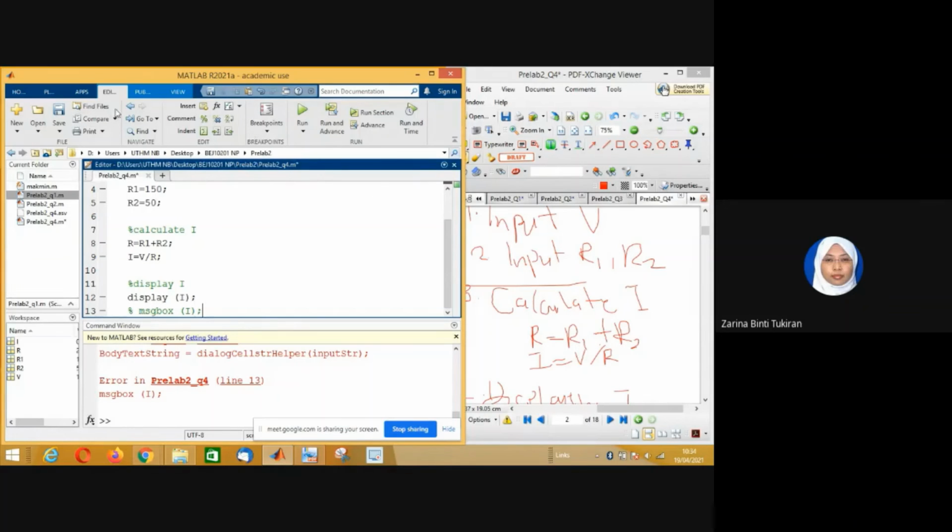Alright. So kalau tak ada soalan untuk yang ni, kita pergi ke question number 6, because question number 5 is similar with the question number 4. Hopefully, by having this demo, you can do the question number 5.